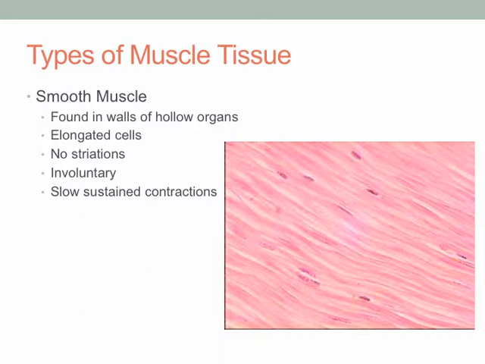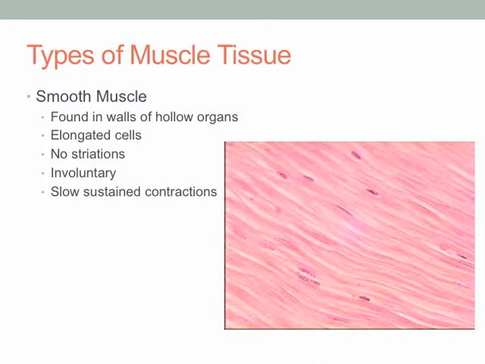The third and final type of muscle tissue is smooth muscle tissue. This is found in the walls of our hollow organs, like our stomach, our intestines, our urinary bladder. It contracts to move things along, to propel food along, to force urine out of our body. These cells are elongated like skeletal muscle cells, however, they're not nearly as long, but they are elongated. Big difference here between this type of muscle tissue and the other two is that there are no striations.